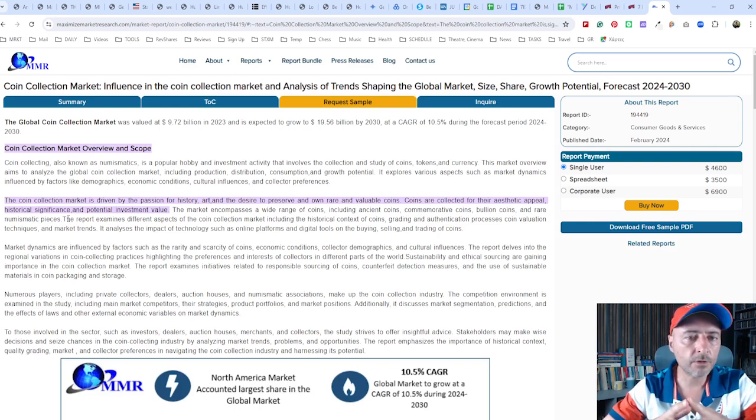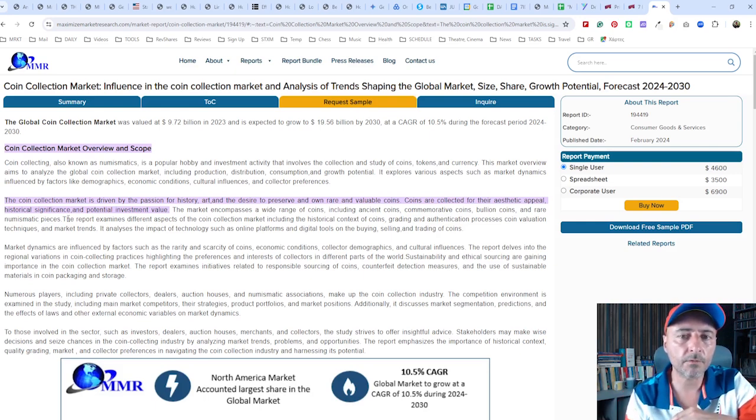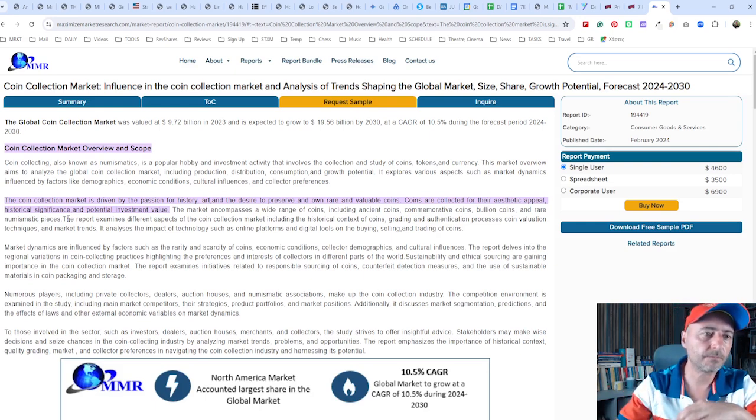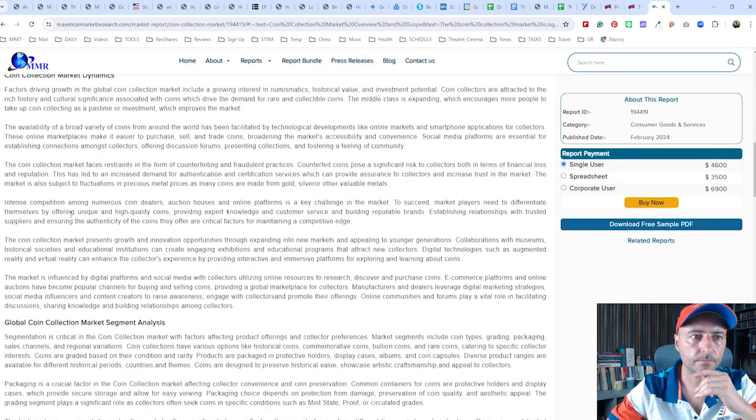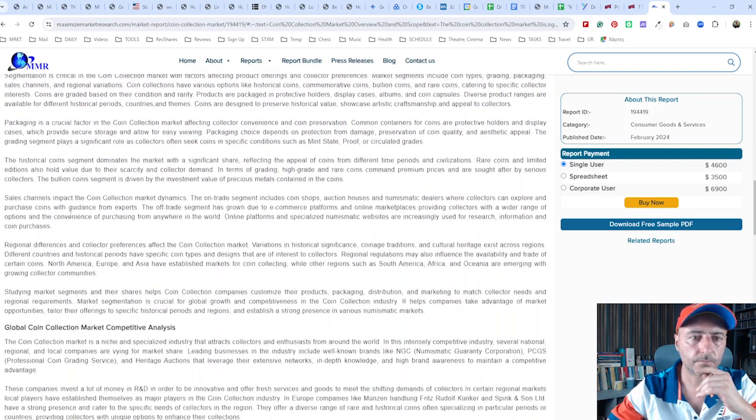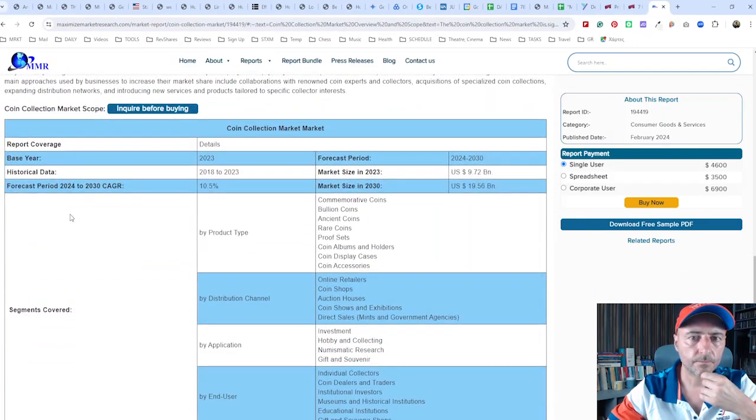The market encompasses a wide range of coins, including ancient coins, commemorative, bullion, and rare numismatic pieces. The report examines different aspects of the coin collection market, including the historical context of coins, grading and authentication process, coin valuation techniques, and market trends. Market size in 2023, almost $10 billion, and in 2030, almost double, almost 20. So it's expanding.